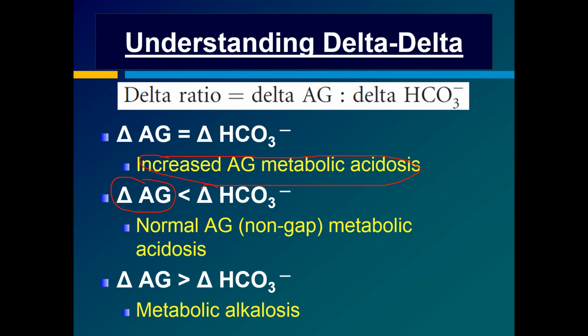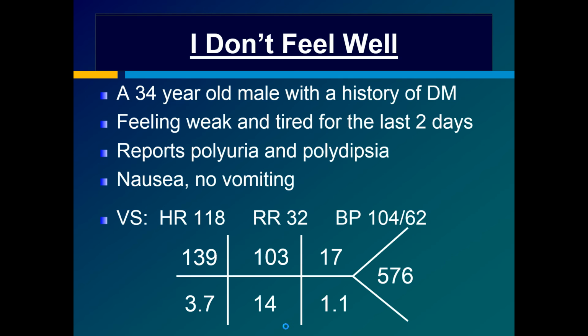So if the change in your bicarbonate is greater than the change in your anion gap, then that's consistent with what we call a normal anion gap or a non-gap metabolic acidosis. And alternatively, if the change in your anion gap is much greater than the change in your bicarbonate, that's consistent with a metabolic alkalosis.